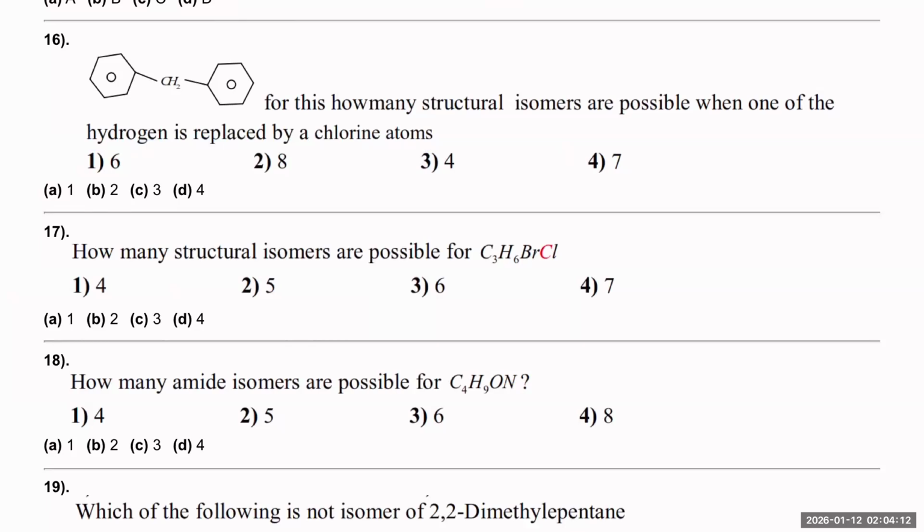Okay, so let's see. One position is this one. Okay, this is one position. Second position, third position, fourth position. Correct? So these are the only four positions we can have where other positions are repetitive. So how many we can get? Only four. Four different groups, four different structural isomers.